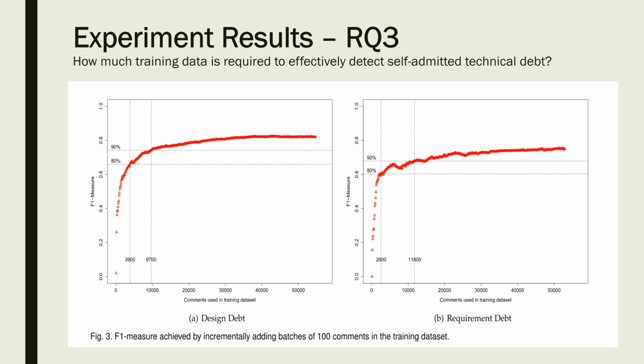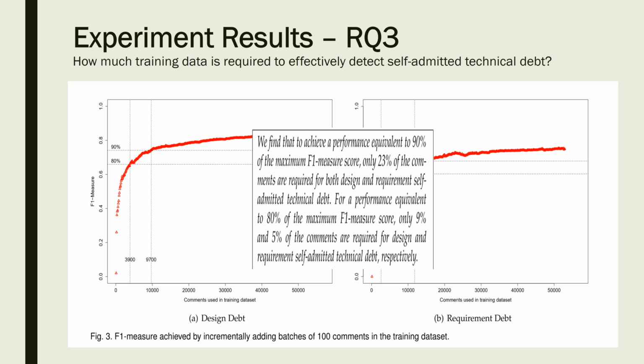And the result for the last research question is that in order to reach a performance equivalent to 90%, we need only 23% of the comments for both design and requirement. And for a performance equivalent to 80%, only 9% and 5% of the comments are required for design and requirement debt, respectively.